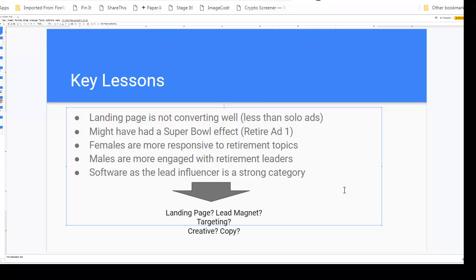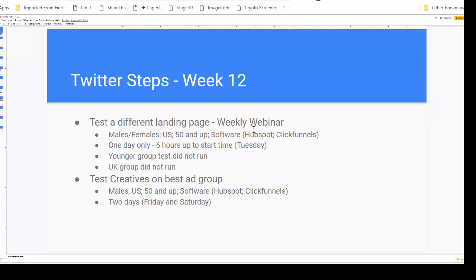So my plans for the week were a focus on this group, and the issues I had, to focus on the software group. The issues I needed to test were landing page, lead magnet, targeting, creative, copy. And so that's pretty well what I set out to do.